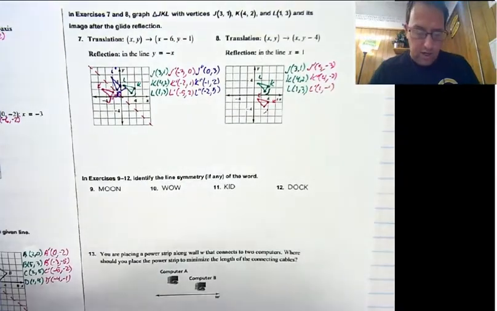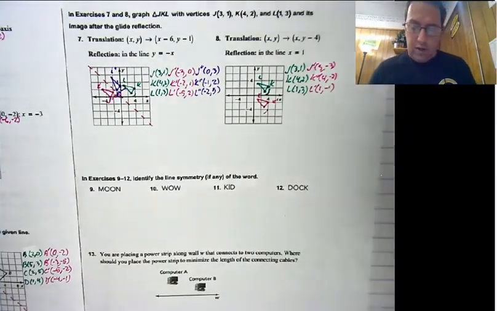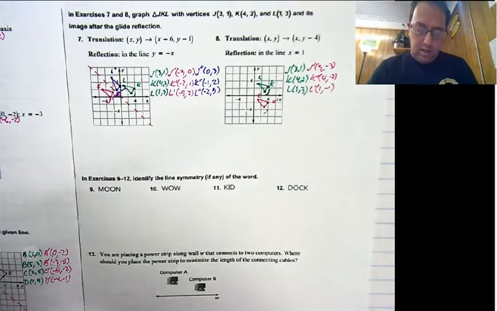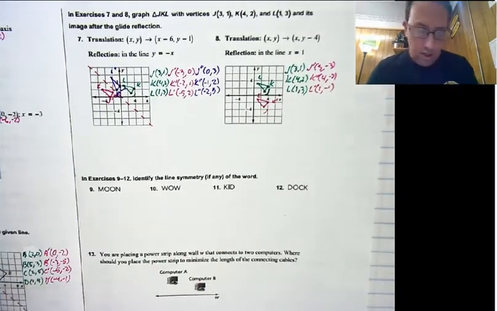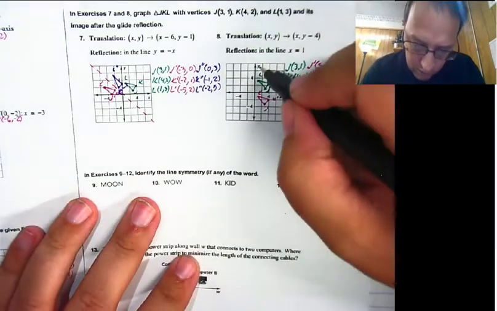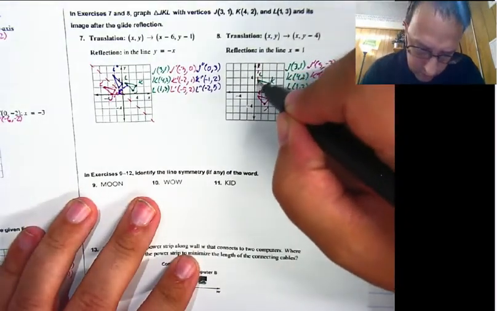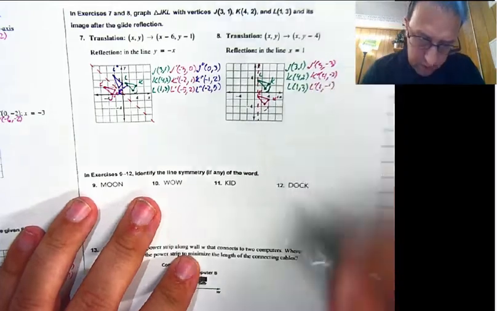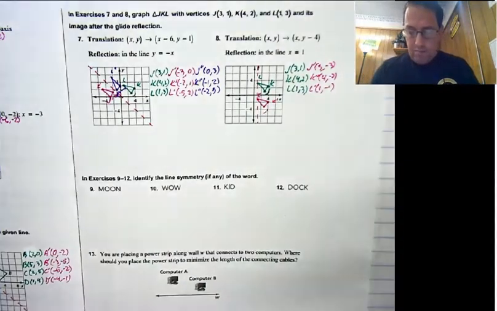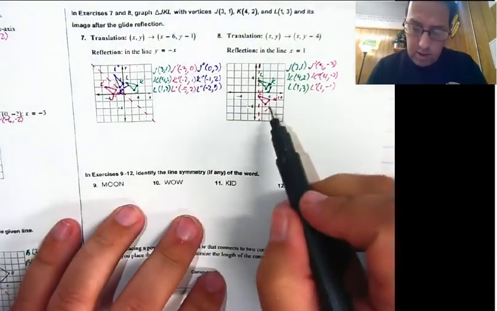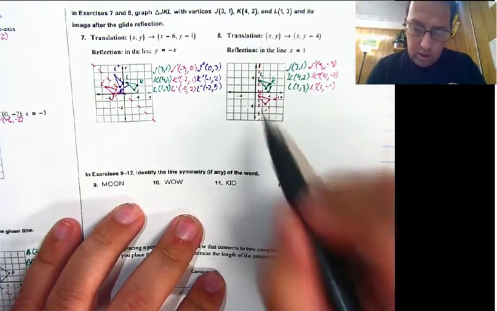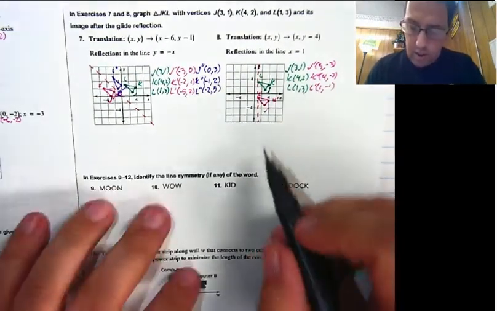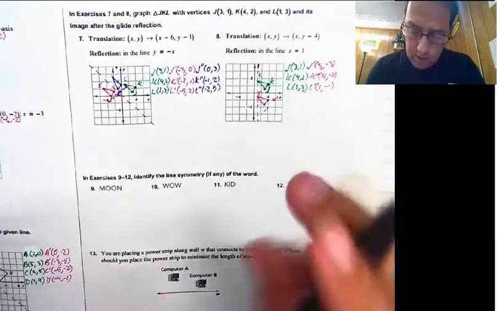So there's that. Now we are going to do the reflection. That's the glide, and then the reflection. And this time we are going to reflect across the line x equals 1. So that would be this vertical line right here. And so the way we're going to do this is it's easiest just to count on these. We could use the equations I gave you, but it's really easy to count. So let's take a look at this.